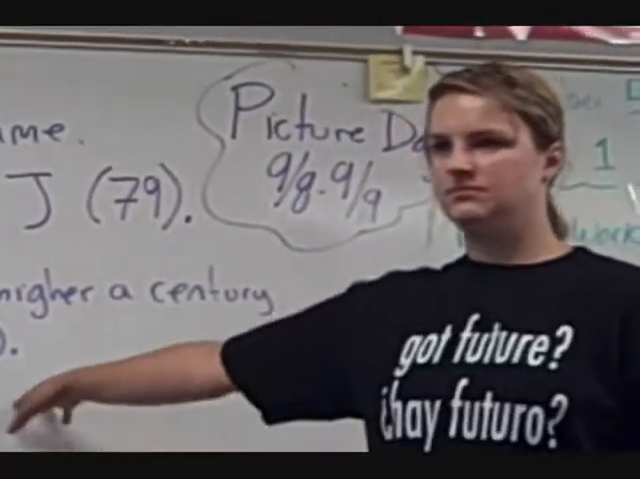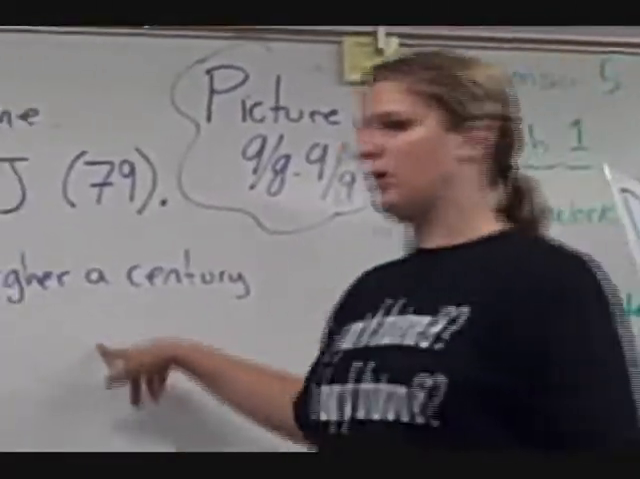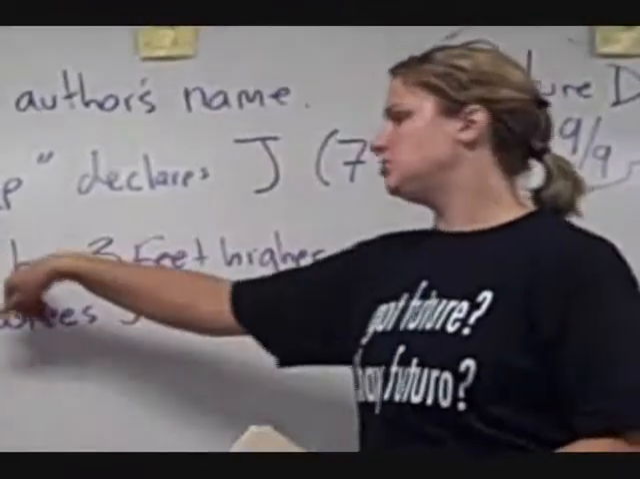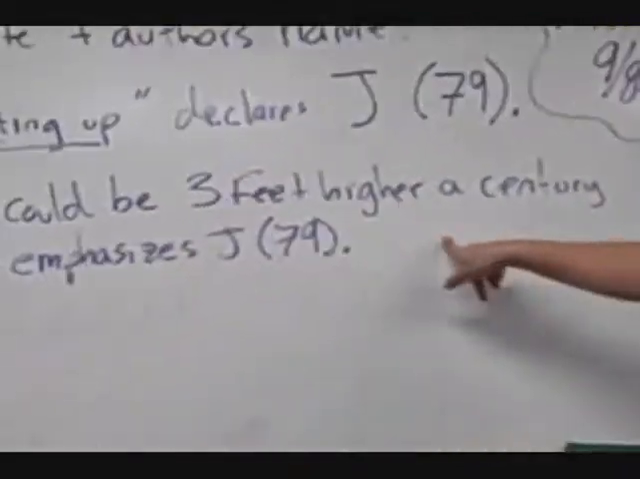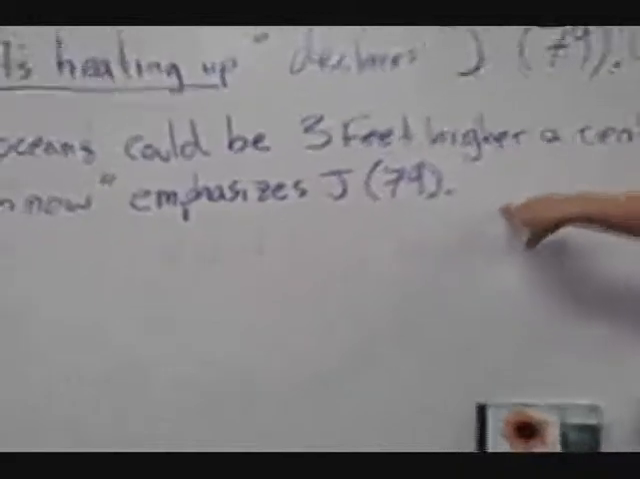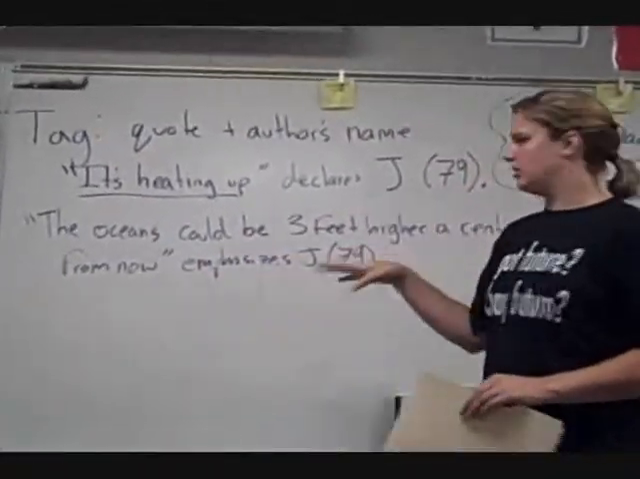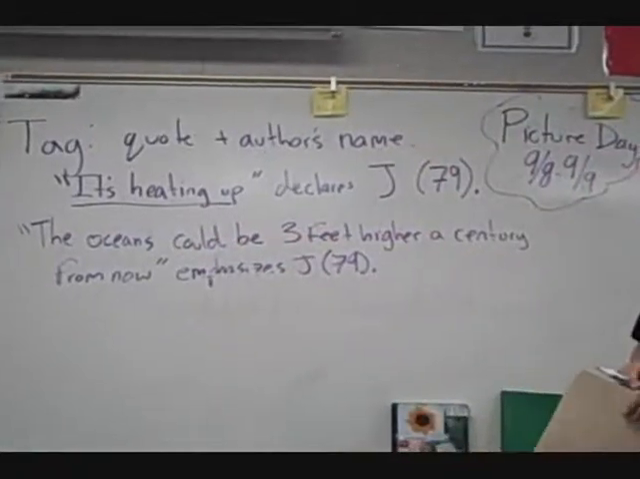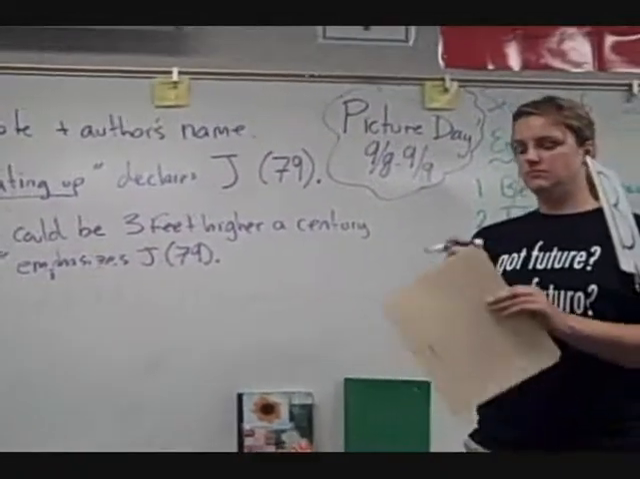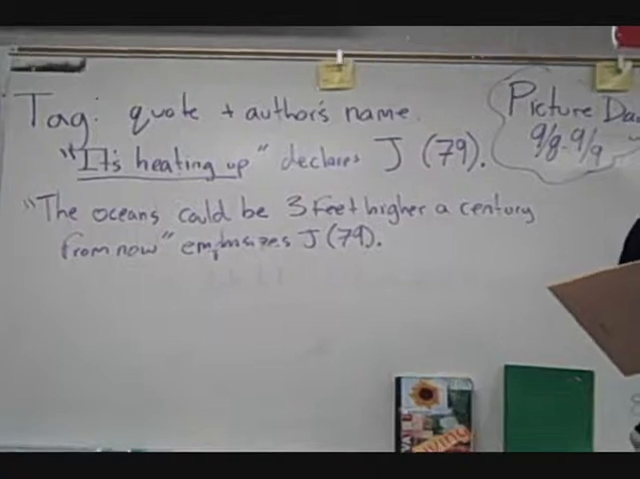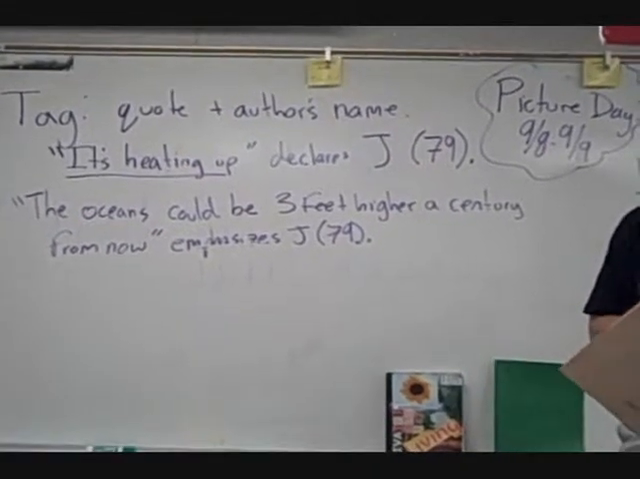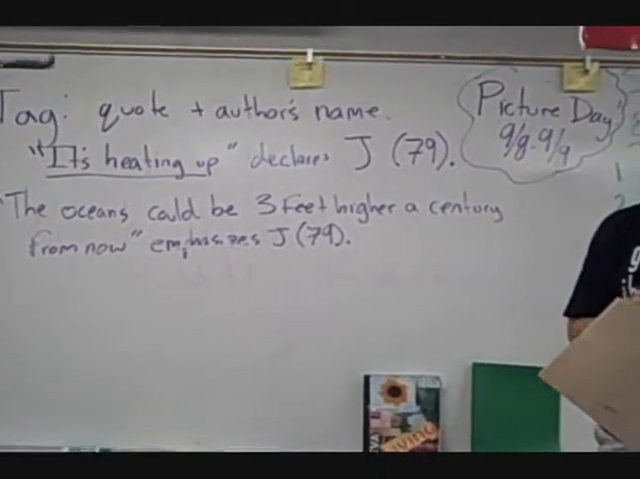According to her. So if I'm writing an essay about global warming, and I want to say that the oceans are rising, here's my proof. Jackanowicz says, she emphasizes it, she makes it really strong, that the oceans could be 3 feet higher a century from now. And that's probably true. The oceans probably will be 3 feet higher a century from now. It'll happen slow though.